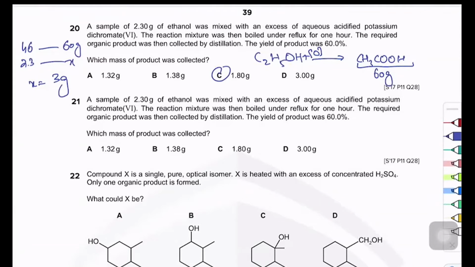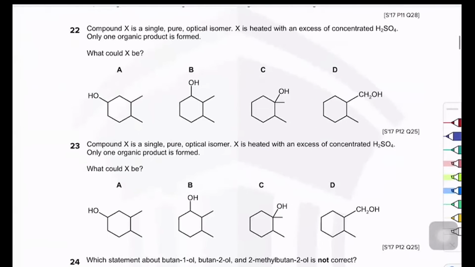It's a yield question. I think the second one is being repeated, so we're skipping it. Compound X is a single pure optical isomer. X is heated with an excess of concentrated sulfuric acid. Only one organic product is formed. Compound X is a single pure optical isomer. What does optical isomer mean? It means there is a chiral center. It means that there is a carbon attached to 4 different groups. Okay, that's what it means.